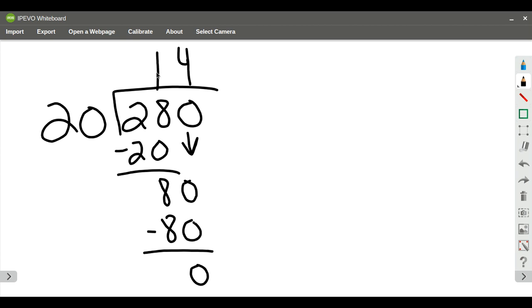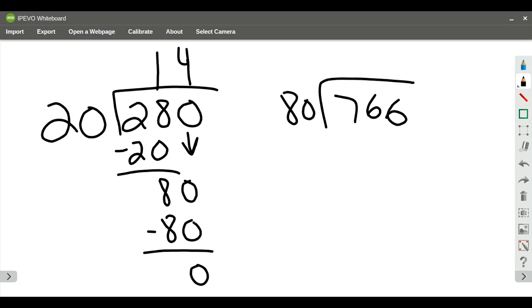Okay. I'm now going to do 766, and I'm going to divide that by 80. All right, so when I take a look at this problem, 80 is not able to go into 76, so 80 needs to go into 766.